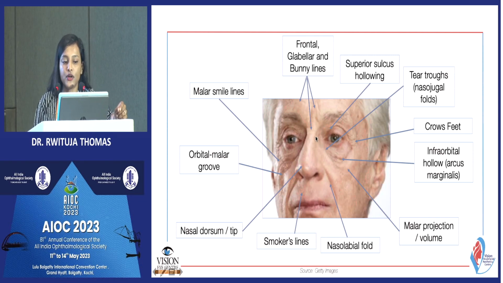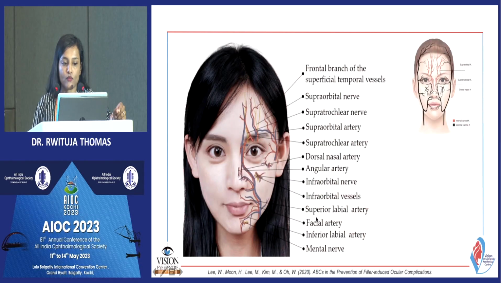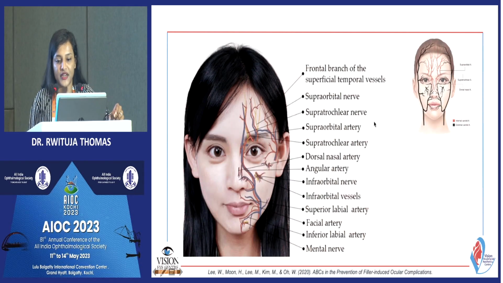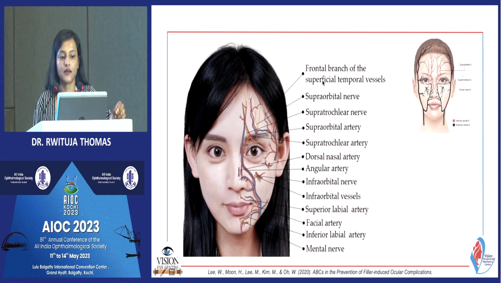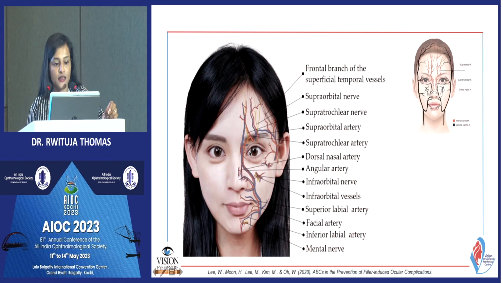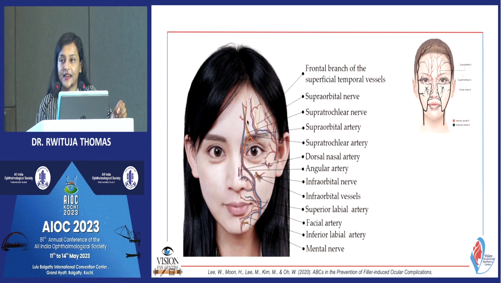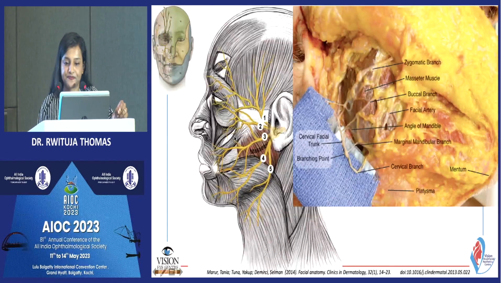So in order to balance the facial profile, addressing the nose and the tip along with the chin is extremely important. Some of the vessels which we need to keep in mind: the superficial temporal vessels, the supraorbital nerve and the supratrochlear nerve, the nerve bundles, the dorsal nasal artery, the angular artery, the infraorbital vessels. So these are the areas which we commonly need to avoid when we are injecting fillers.